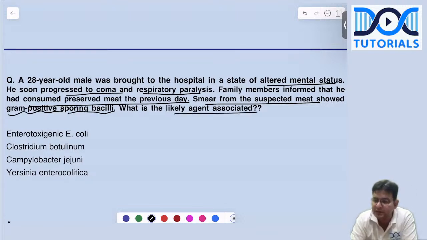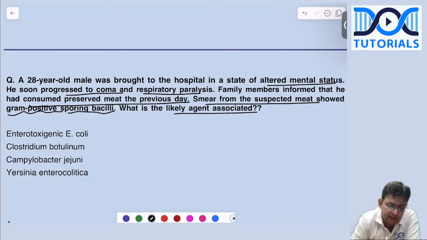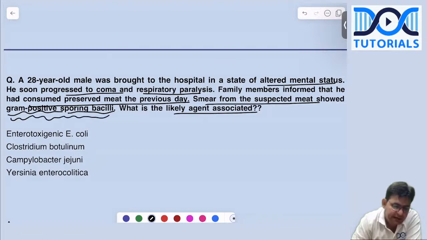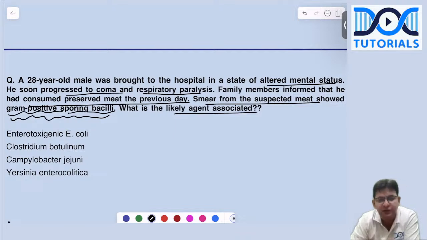Yes, please tell me the answer of this particular question. A 28-year-old male brought to the hospital in a state of altered mental status, progressed to coma, and can develop respiratory paralysis. The family members informed that he had consumed preserved meat the previous day. The smear from the suspected meat showed gram positive sporing bacilli. So, guys, if you know only that this is a gram positive sporing bacilli, your question will be done. Tell me what we are talking about.